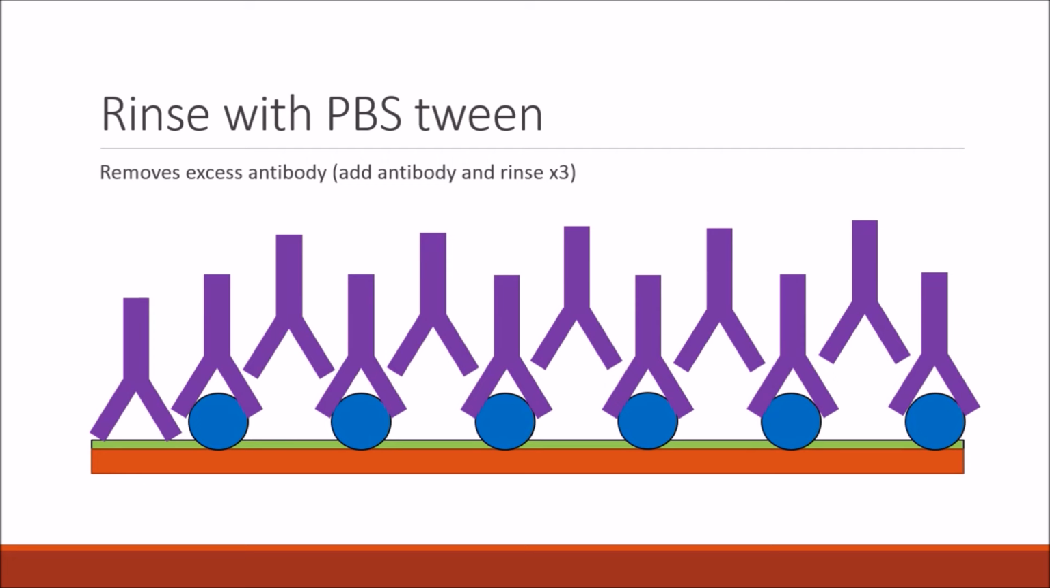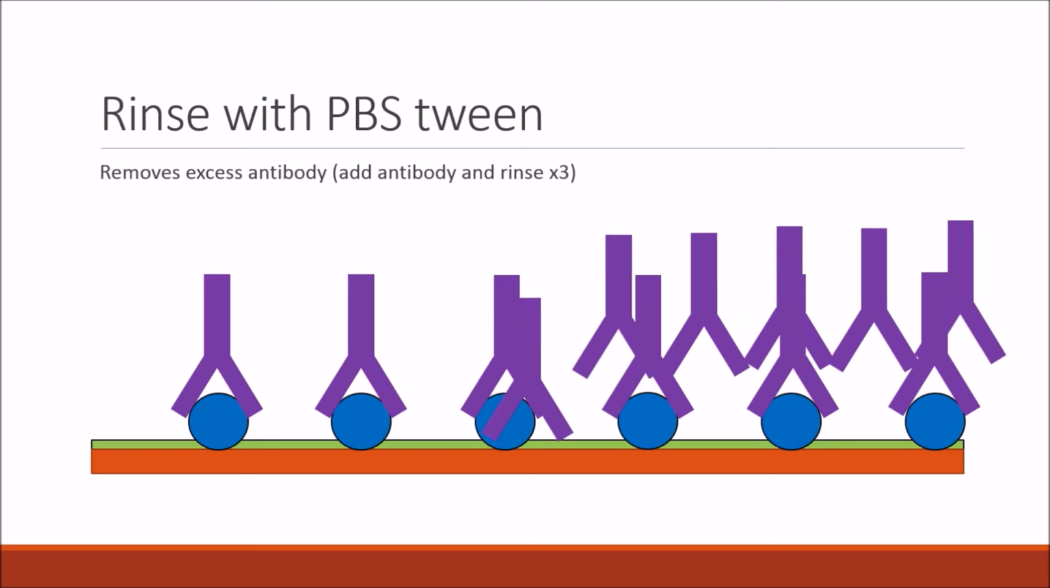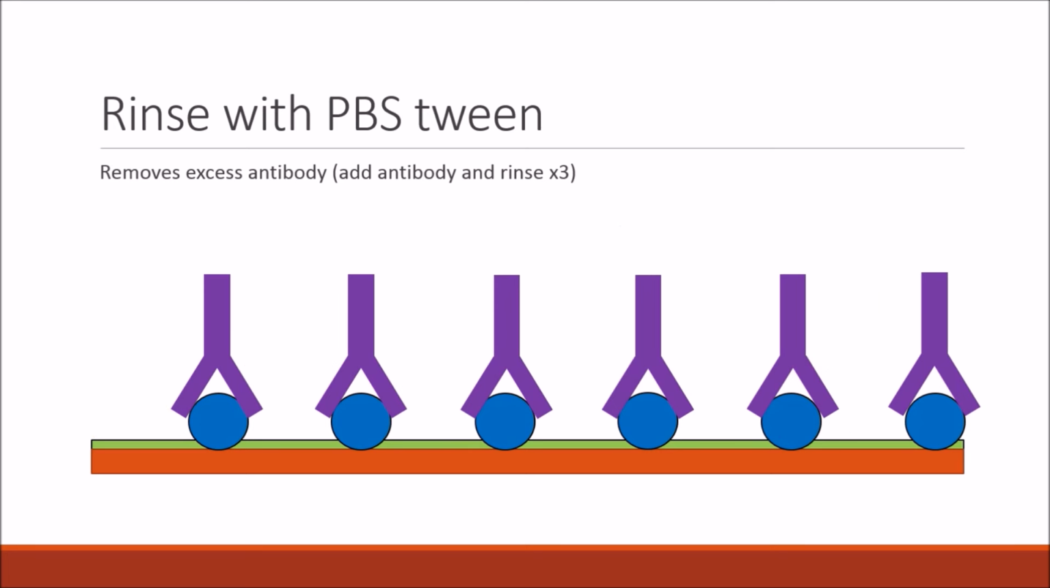So after leaving these to settle for a while, we then need to remove any excess antibodies using PBS tween. So we use PBS tween and we wash, removing any of the excess. We need to do the process of adding antibodies and rinsing a total of 3 times. So you add antibody, rinse, add antibody, rinse, add antibody, rinse. So we're doing all of these steps in triplicates to ensure that all of the antibodies are successfully bound to our protein of interest.